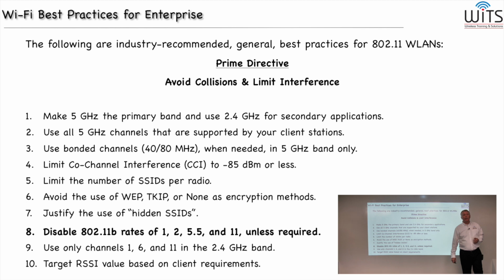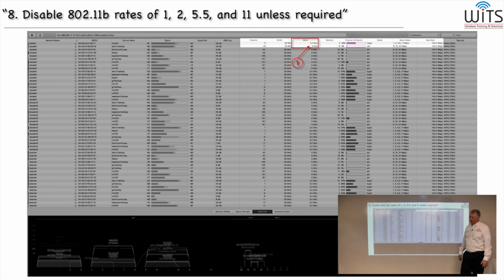And that brings us to number 8. Under this baseline best practice, we suggest that you disable the 802.11b rates of 1, 2, 5.5, and 11. And this is almost a famous baseline best practice. So we'll talk about this.